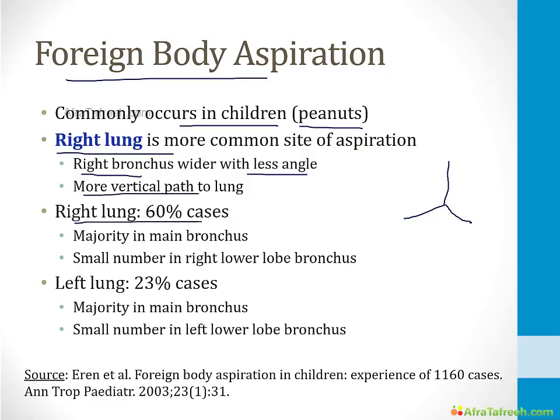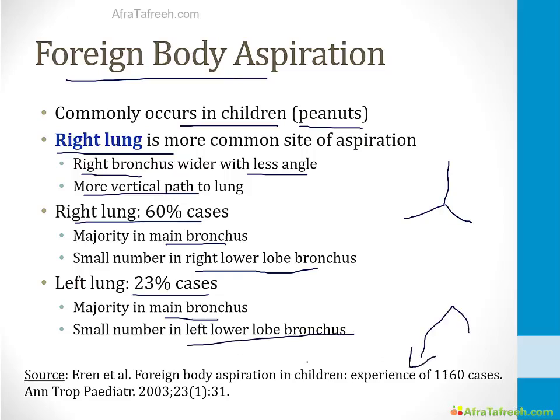So in about 60% of cases, aspiration ends up in the right lung, usually in the main bronchus. A small number of cases are in the right lower lobe bronchus. The left lung happens in a minority of cases, about a quarter. It's usually the main bronchus. A small number occur in the left lower lobe bronchus. And here's a reference at the bottom of the screen if you want to find out where I got all this information from.